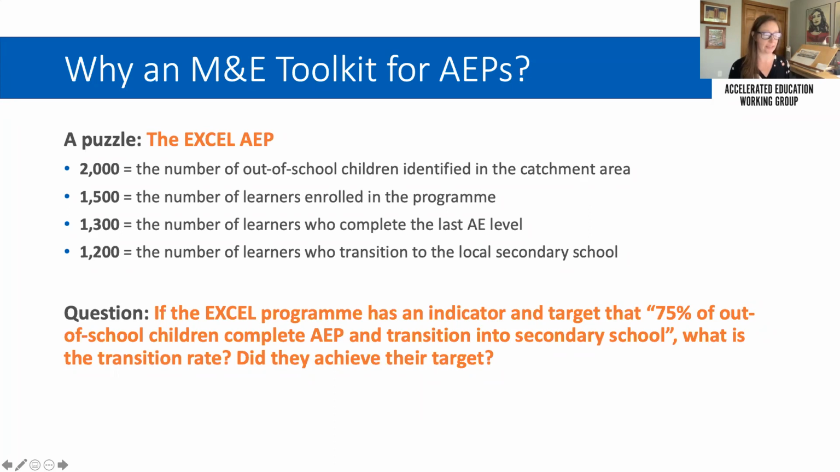I'm going to pause here and do a little bit of math. What do you think is the transition rate here based on the figures that we have above? And do you think that the Excel program achieved their target? You can type your answers into the chat box. I'll just give a minute here. I'm really curious how you all calculate it.